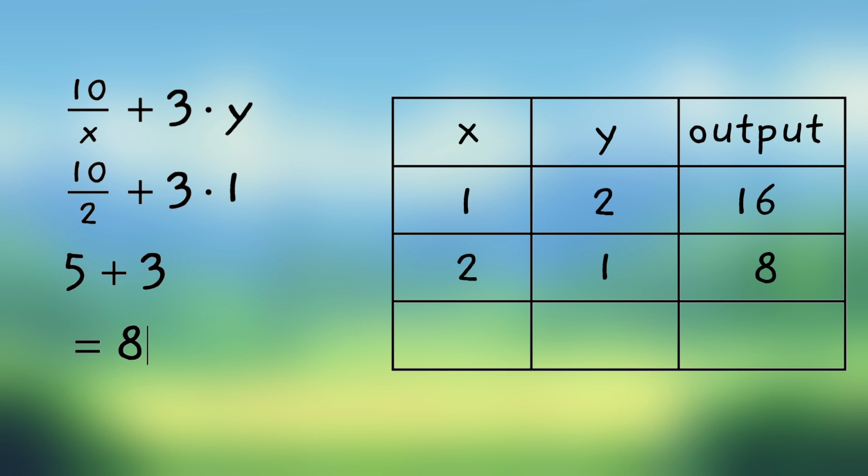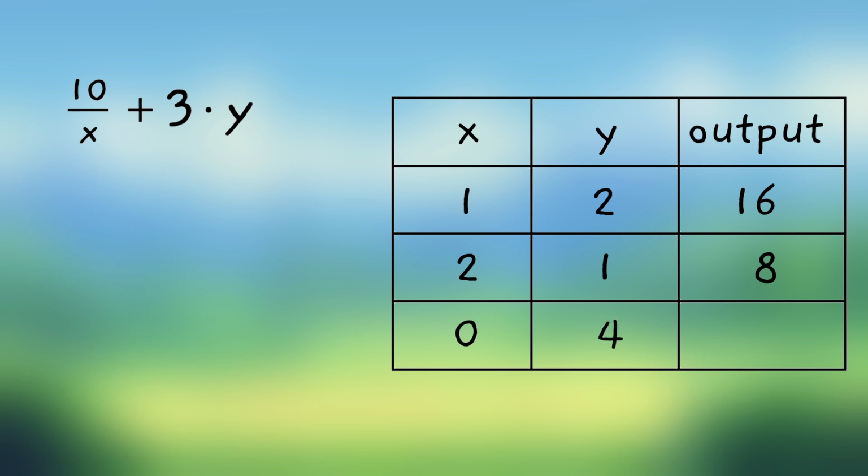One last thing. Let's plug in 0 for x and 4 for y. That gives us 10 divided by 0 plus 3 times 4. So what do we get when we evaluate this expression, when we do the computation? Well, if you try to do this arithmetic, you run into a roadblock because we have 10 divided by 0. Division by 0 is undefined, so this calculation is undefined.